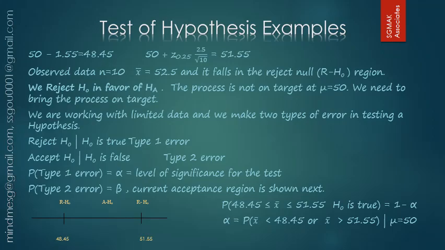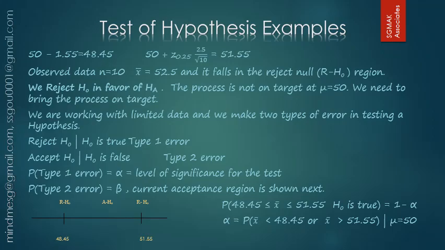Now since we're working with limited data, we make two types of error in testing hypothesis. When we reject the null hypothesis given null is true, we make a type 1 error. When we accept the null hypothesis and null is false, that's a type 2 error. So we make these two types of error. We can't avoid making them because we're working with a limited sample, but we try to minimize them and design the sample size accordingly. The notation for type 1 and type 2 error are alpha and beta. That's the standard notation used in the books.